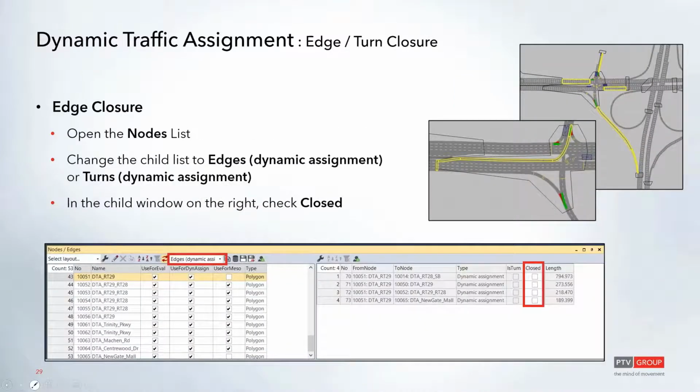And then if you do want to go ahead and close one of these edges or turns, the easiest way to do that is by opening up the node list. And then in the drop-down here for the child list, you can select either edges for dynamic assignment or turns for dynamic assignment. And on the right-hand side is where all of these edges or turns will show up. And then you can just check the close attribute if you want to prevent vehicles from either taking an edge that exists between two nodes, or if you want to actually close a turn that's going to exist within the node itself.